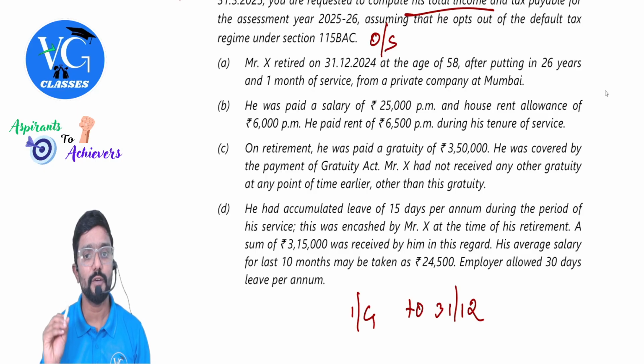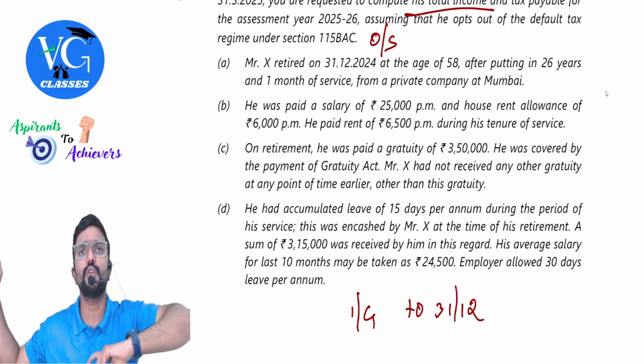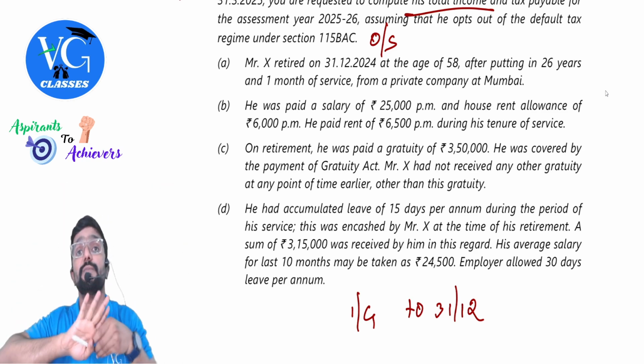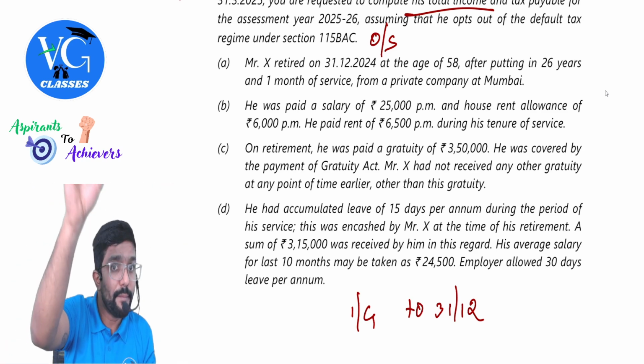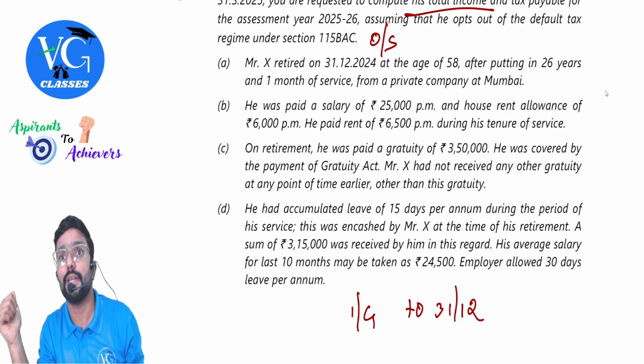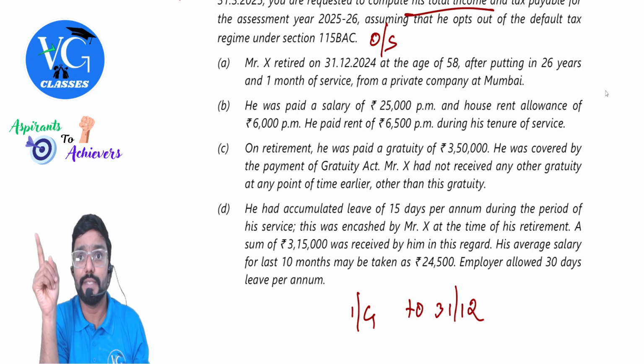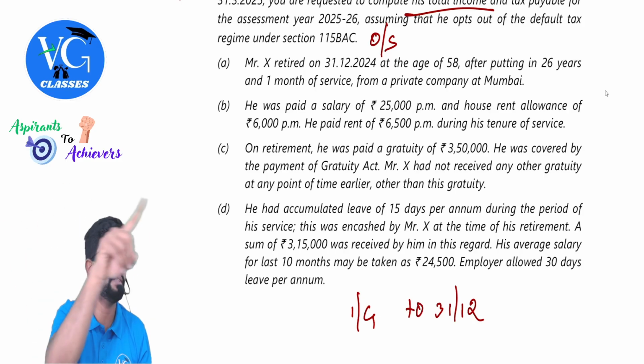He paid rent 6,500 per month during his tenure of service. Guys, please be careful. HRA exemption can be claimed, but for full 12 months or 9 months? Only 9 months. We call it the relevant period. Employer is providing HRA only for 9 months. So exemption also can be claimed for 9 months. There we need to take 50% of salary and all, or 10% of salary. We need to take of how many months? 12 months or 9 months? 9 months. Please be careful.